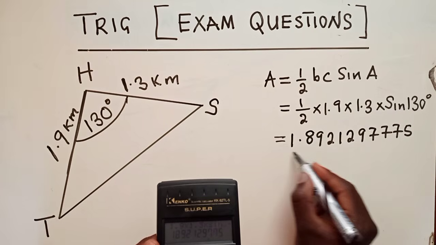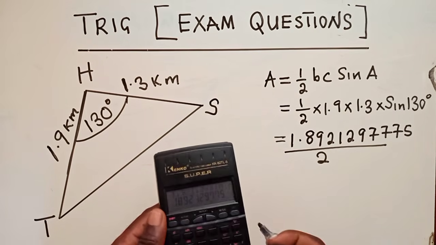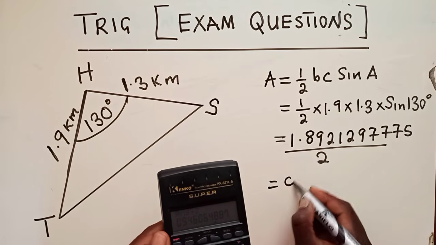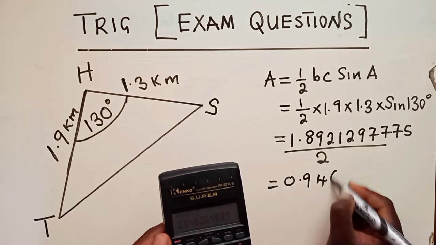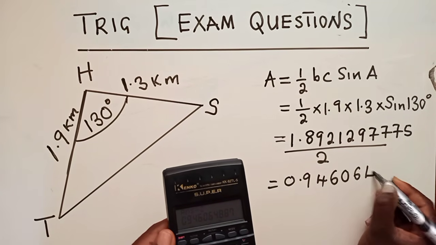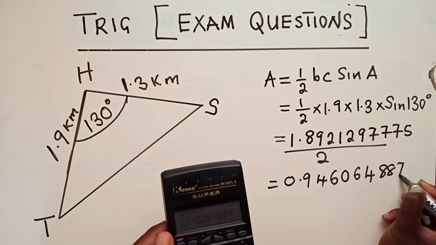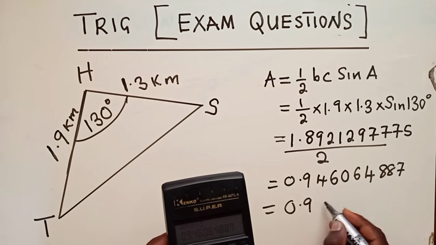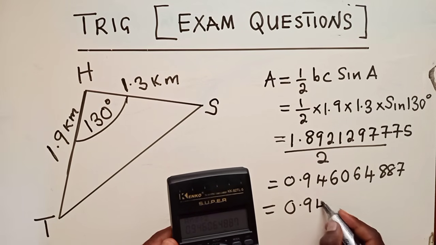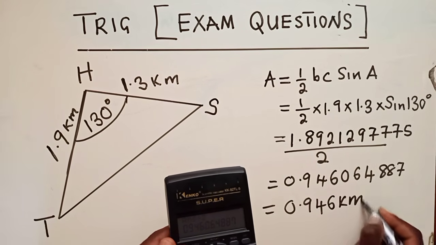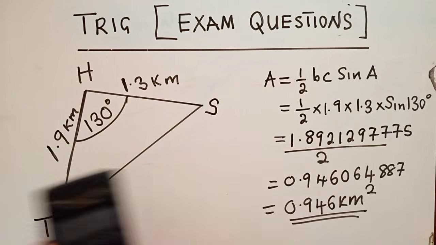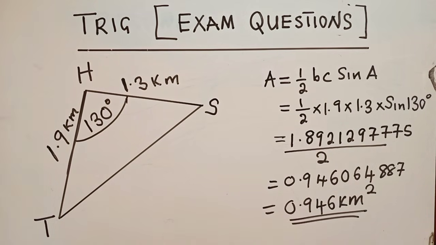So this is the value you're getting, divide by 2. So just say divide by 2. And what are we getting? We're getting 0.946064887. Okay, so we can say 0.946 kilometers squared. This is the answer. So we have answered question 1.